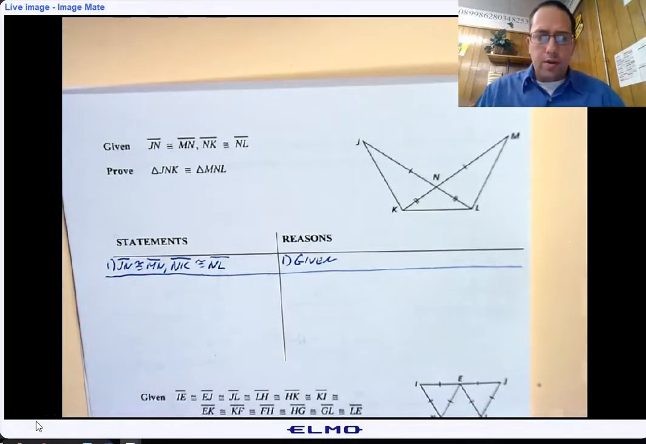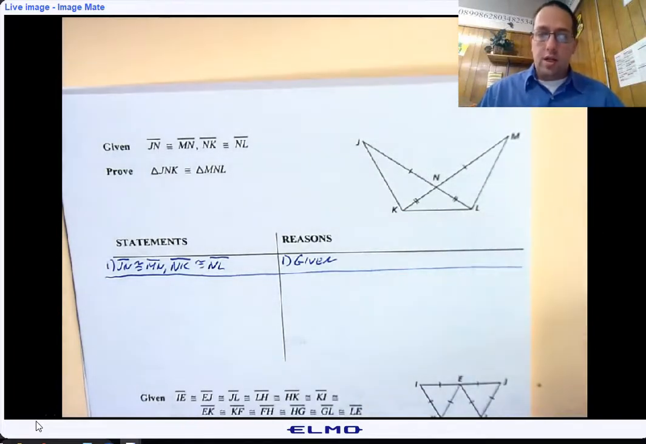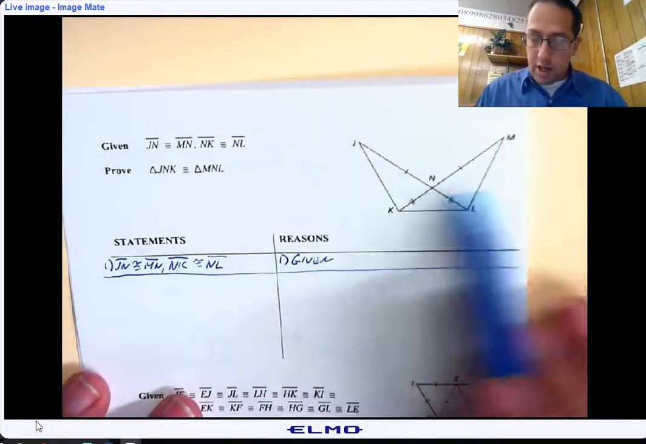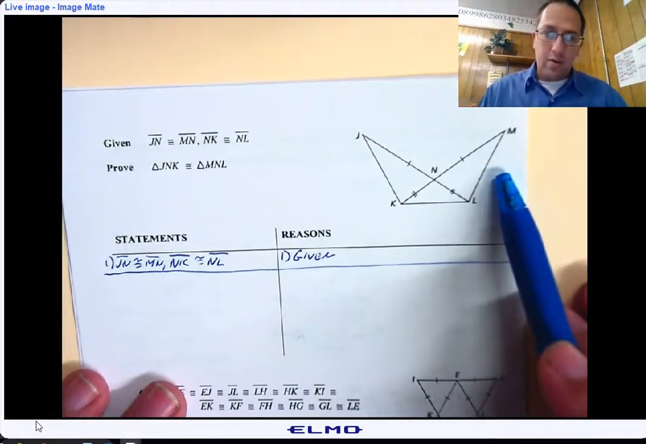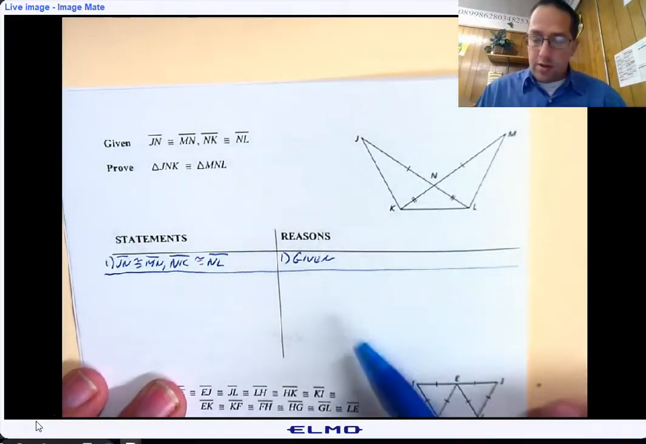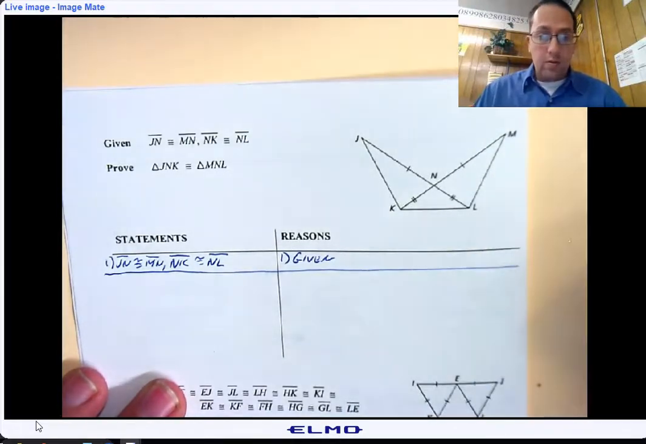Now, that's 2. We said before we have to have 3 corresponding parts congruent in order to show congruent triangles. We've got 2. We have to get a third thing. We either have to get a side or an angle. Looking at this, our third side, JK and ML, I have no information about. They might be, they might not be. So we can't use sides. So what about angles?